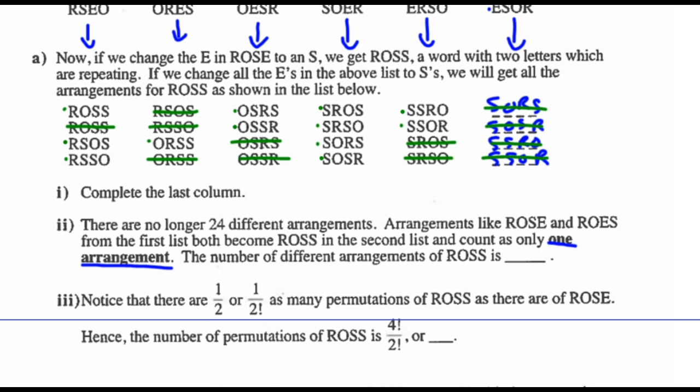So if you notice what happened, we have crossed off exactly half of the arrangements. They've been doubled up, so now there are only 12 different arrangements of ROSS. Or notice that there are half as many, or 1 divided by 2 factorial as many permutations of Ross as there are of Rose. Hence, we could say the number of permutations of Ross is 4 factorial divided by 2 factorial, which is 24 divided by 2, or 12.